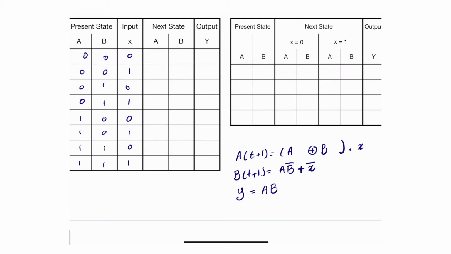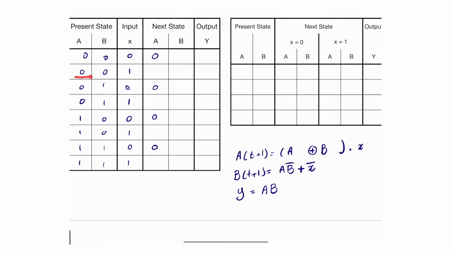And of course, anything ANDed with an X, and if X is 0, it's going to be 0. So whenever X is 0, I'm just going to write 0 just to go ahead with that. And next, I'm going to say, all right, so if X is 1, whatever happens in here will appear at the output. So I'll have to figure out what these are.